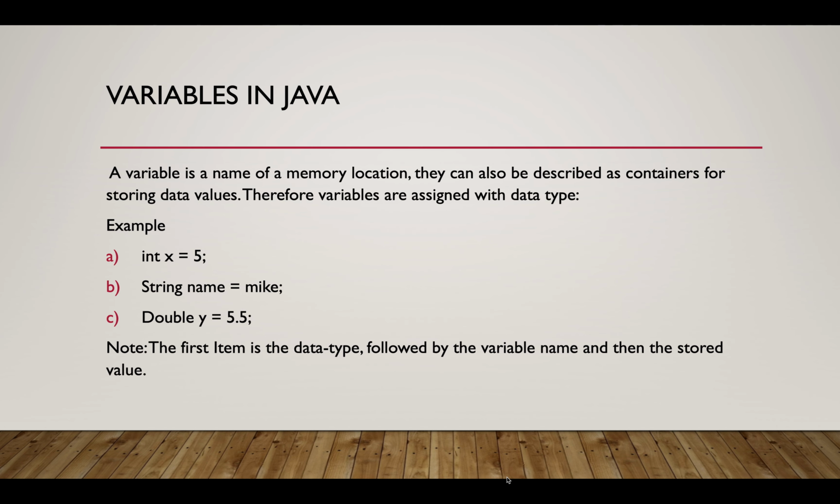In the last lecture, we did an introduction to variables and we were able to establish what variables are. For a recap, we stated that a variable is a memory, or a name of a memory location. They can be described as containers for storing data values. Now we stated data values. What are data values?